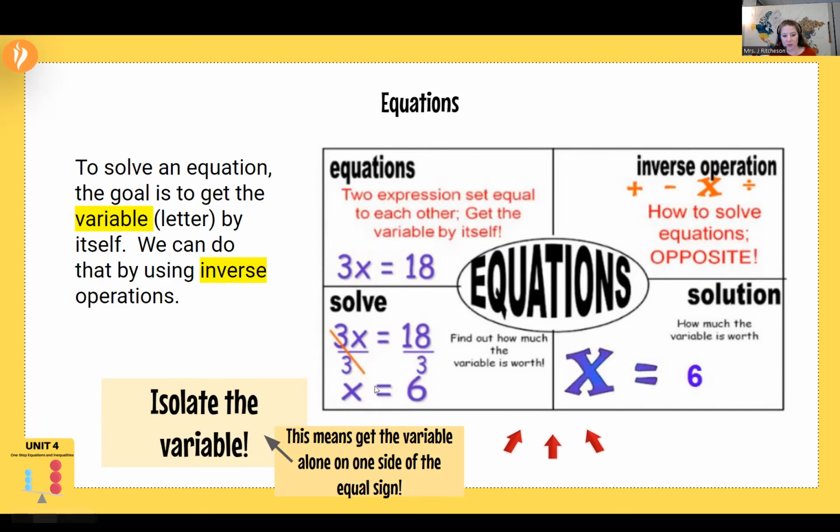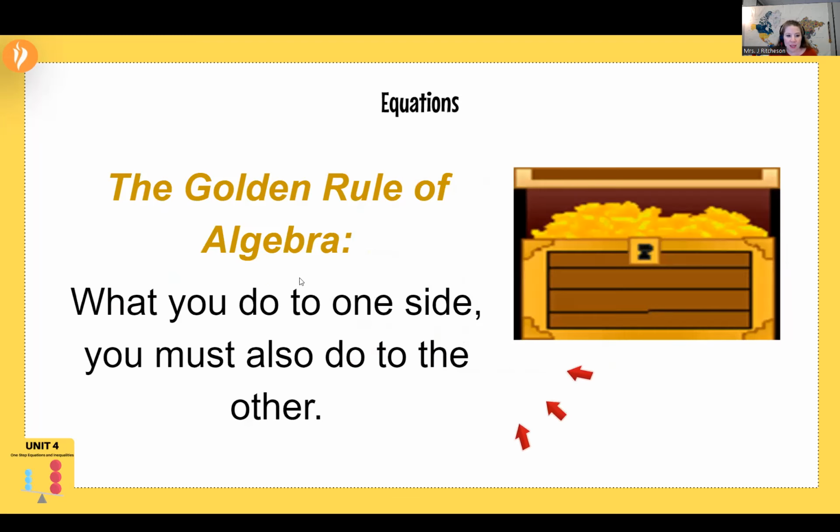So what we just did is we isolated the variable, which means you're getting the variable on one side of the equal sign by itself. So this is considered the golden rule of algebra. What you do to one side of the equal sign, you must also do to the other.